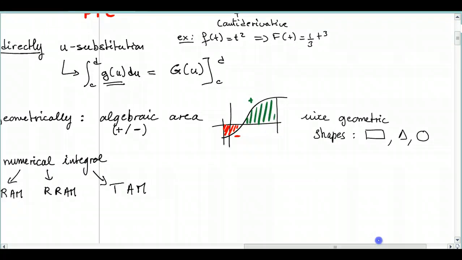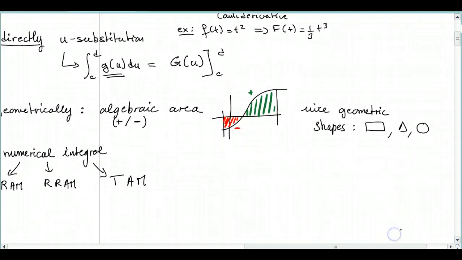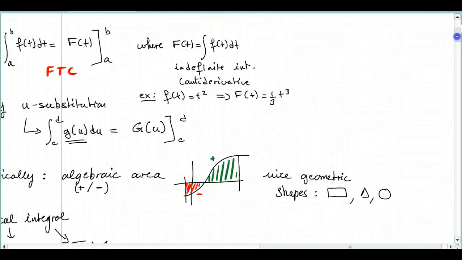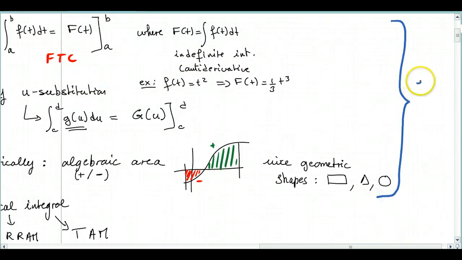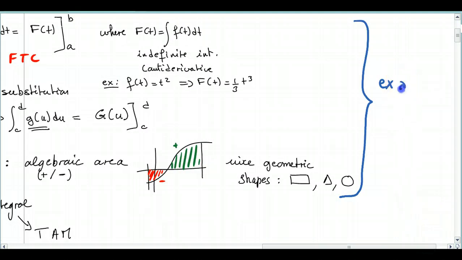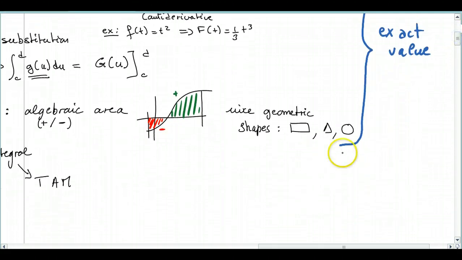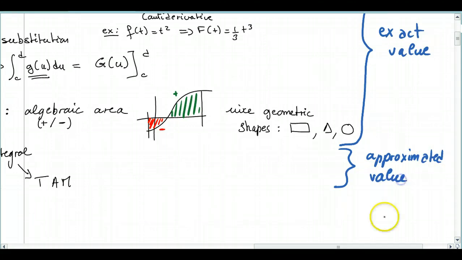The main difference between all these different ways is that the first three ways, here in blue, these three approaches would yield an exact value, while the last one, as its name indicates, would yield an approximated value, okay? Very, very different.